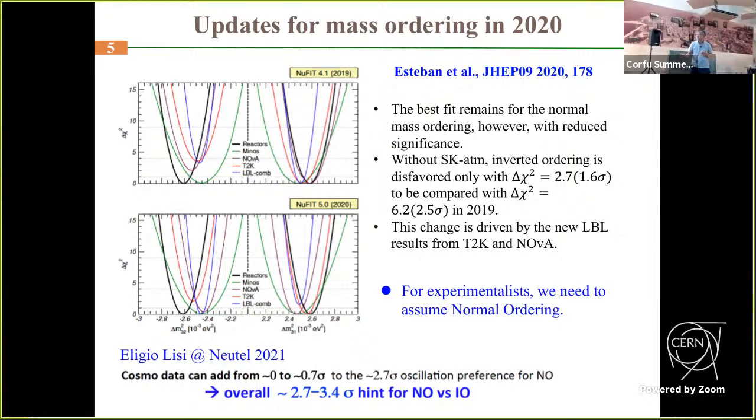But still, the 2021 list actually said that if you include the cosmological constraint, together with the oscillation experiments, because of the constraint on the inverted mass hierarchy, overall it is still 2.7 to 3.4 sigma for the normal hierarchy over the inverted mass hierarchy when including the cosmological constraint.